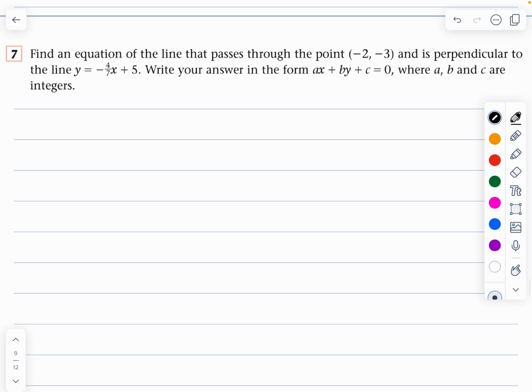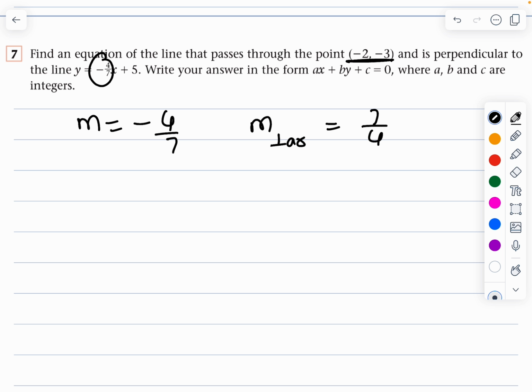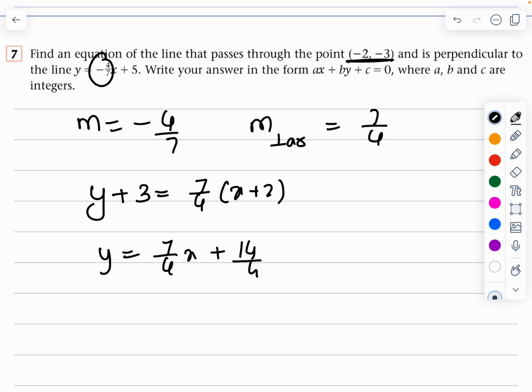Question number 7. Equation of a line that passes through minus 2 comma 3 and is perpendicular to a line whose given gradient is minus 4 upon 7. So the perpendicular gradient equals 7 upon 4. So y minus y1 equals m times x minus x1. So y equals 7 upon 4x plus 14 upon 4 minus 3. So y equals 7 upon 4x plus 1 upon 2.